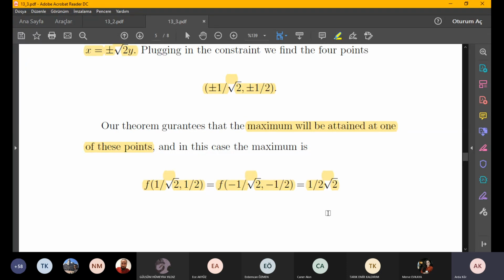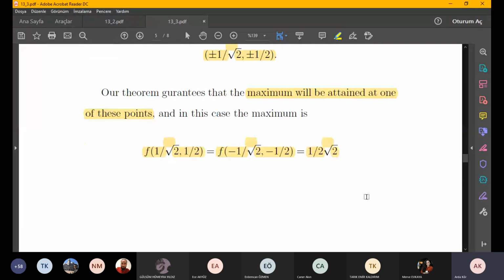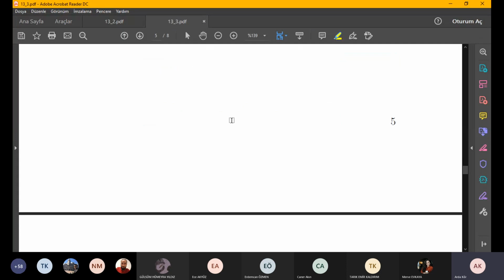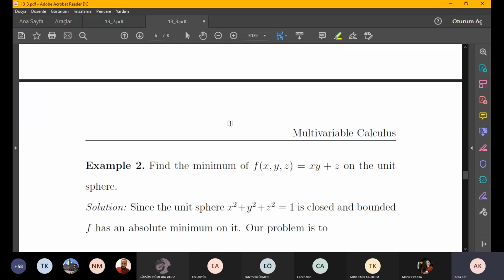Okay, so as you can see, it is much easier to see the extreme values by using the Lagrange multipliers.